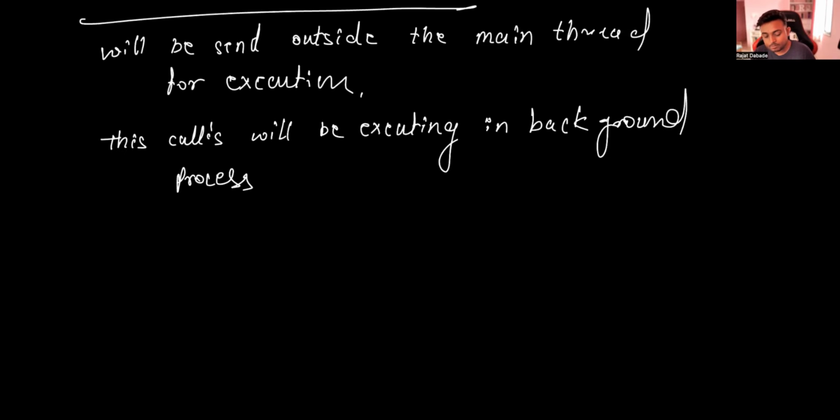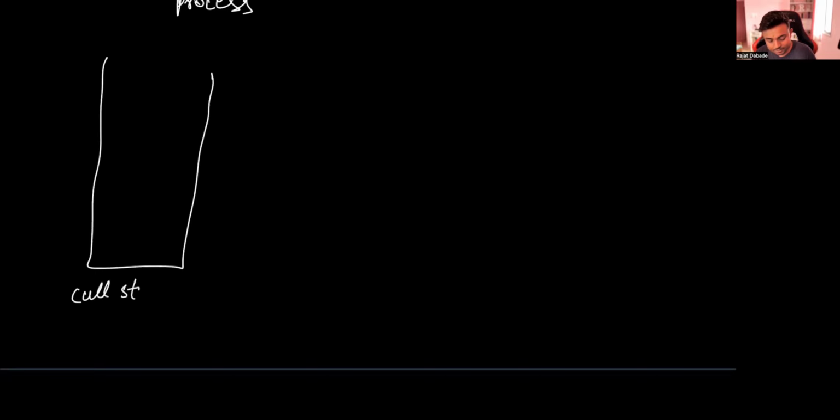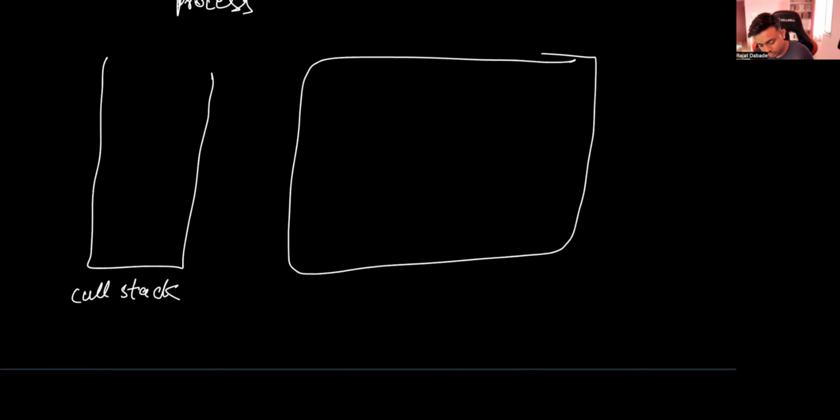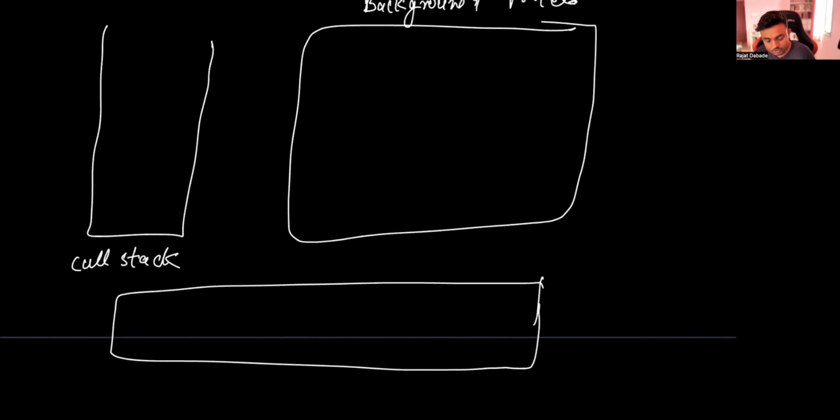So now let me give you a graphical example of this thing. Now we are having a call stack like this. This is the background process. And here we have one another component, which is the event queue. Oh, sorry, event queue. My bad.